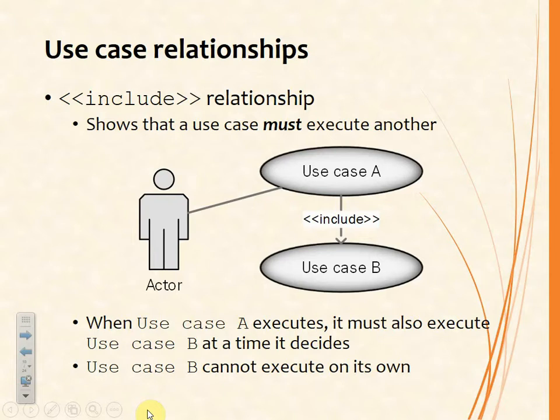And what that shows is a use case that must, note the imperative, must execute another. In this diagram, the actor who is executing use case A must also execute use case B. That's what the include means. So when use case A executes, it must also execute use case B at a time that it decides. And we'll see in the activity diagram that you would then write the use case B at the appropriate stage in the activities that will form use case A. And the other thing to note here is that use case B cannot execute on its own.